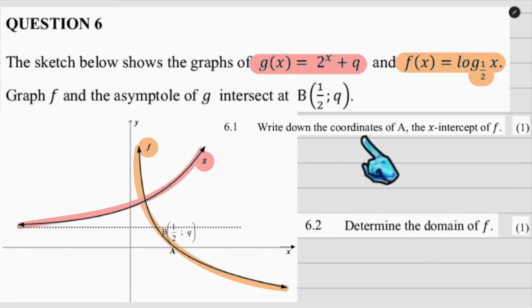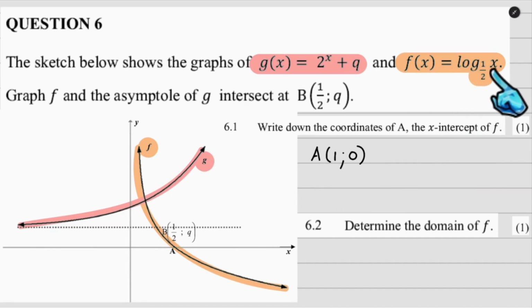So now I need to write down the coordinates of a, the x-intercept of f. If I'm instructed to write down, it means that there shouldn't be any working out involved. And a will be 1 and 0. Okay, now you might be wondering how I know that. So let me quickly explain.